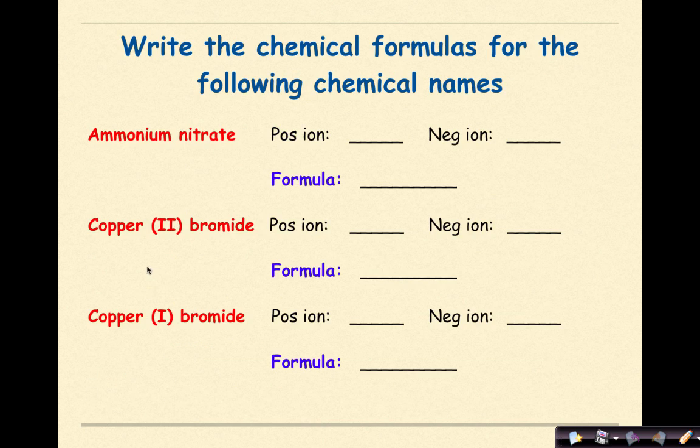Write the chemical formulas for the following chemical names. Ammonium nitrate. You should know that ammonium is our positive ion here because it's listed first, and that is going to be NH4+1, and the negative ion for nitrate is going to be NO3-1.